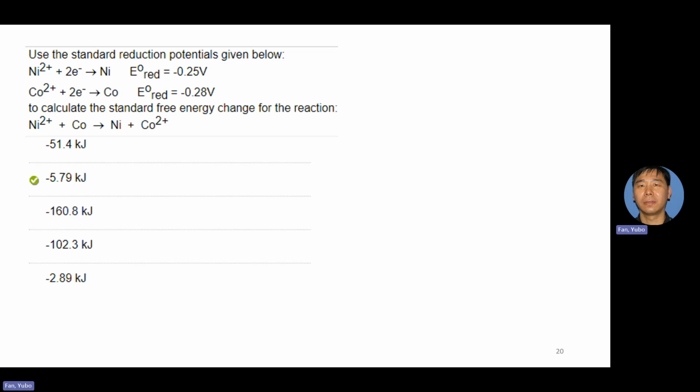Use the standard reduction potential given below to calculate the standard free energy change for the reaction. So it's the nickel 2 reduced. This is plus 2 electrons, right? Copper is oxidized to lose 2 electrons. So on the copper side, copper 2 plus gain lose 2 electrons. So it's cathode. This is the cathode. Nickel 2 is reduced to form metal nickel, so it's anode. Okay, so then we can calculate the standard free energy change, but we need to calculate the standard cell potential, which is the cathode minus anode. So minus 0.25, it's negative, right? So we also got a negative value, pretty small value.